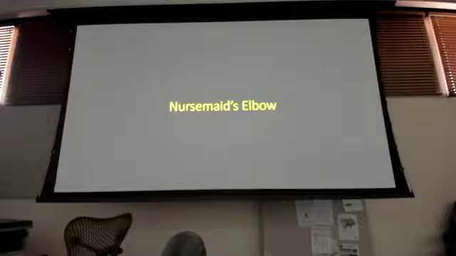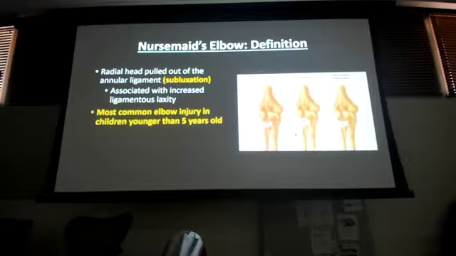If I picked on Mr. Pavone and said, let's go for a walk, sir, and I pulled him along, just like you see parents pulling little kids in the playground, and I pull hard enough, that's usually the mechanism of injury. It's a traction injury, the pulling away from the elbow, forcefully pulling the radius away from the elbow joint.